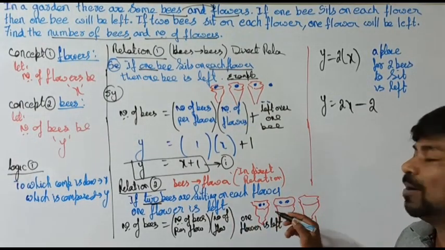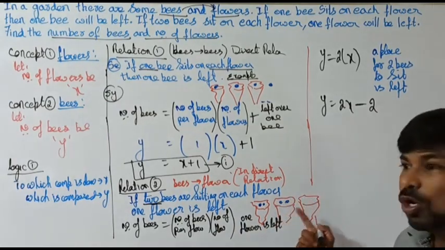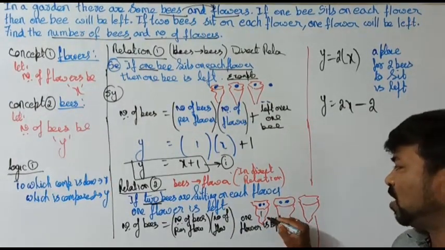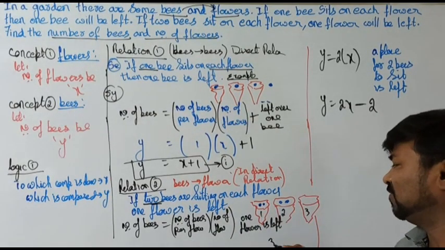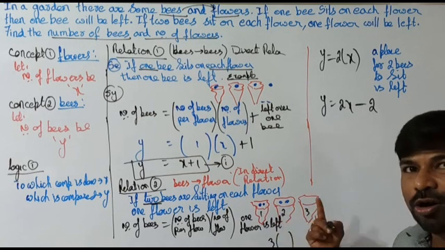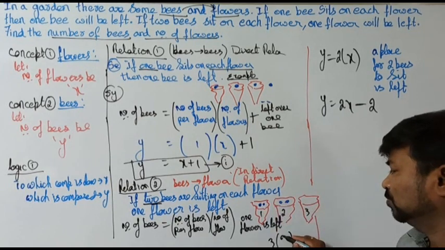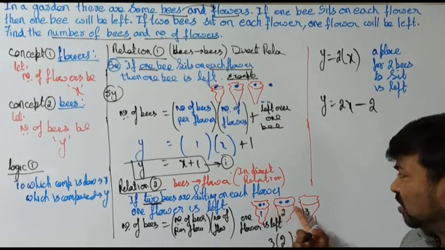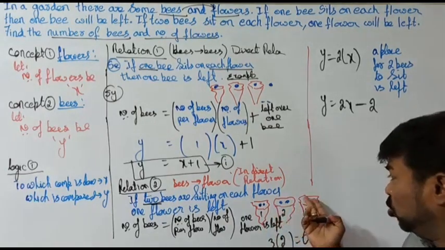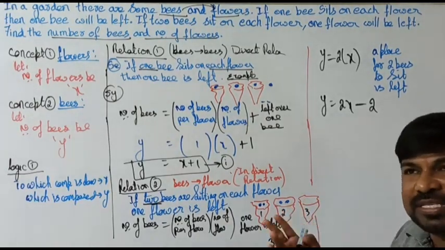Suppose we are saying 2, 2, 2. If you think how many flowers are there? 1, 2 and 3. 3 flowers are there. How many are sitting on each? 2 are there. Is it 6 sitting? No, a place for 2 bees is left.